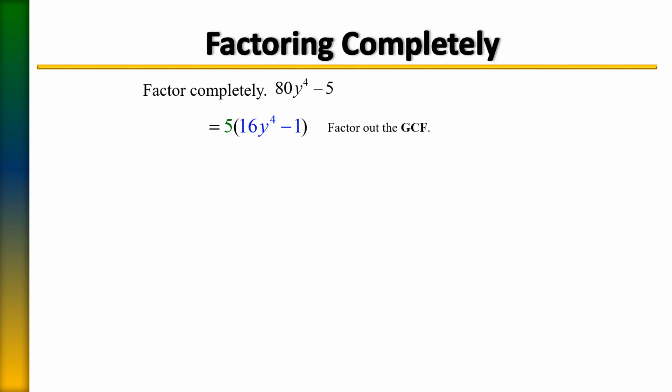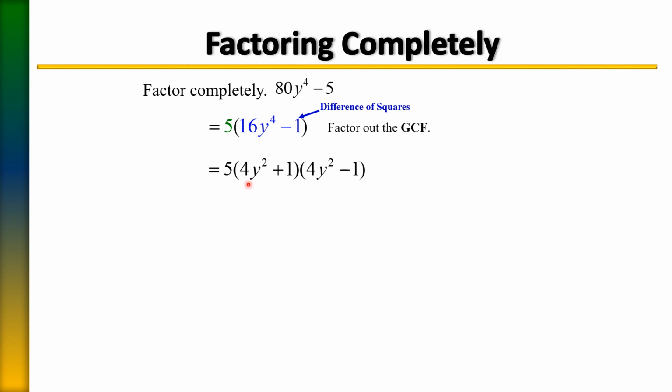Now, what do you notice about what's left in parentheses? If you said it's a difference of square, you are correct, because the square root of 16y to the 4th power is 4y squared. The square root of 1 is 1. So that's going to factor into 4y squared plus 1 and 4y squared minus 1 with your GCF of 5 on the outside. Are we done? No, we are not.